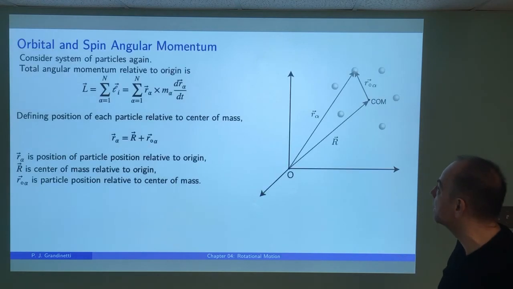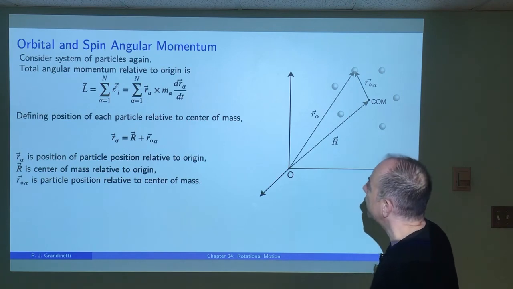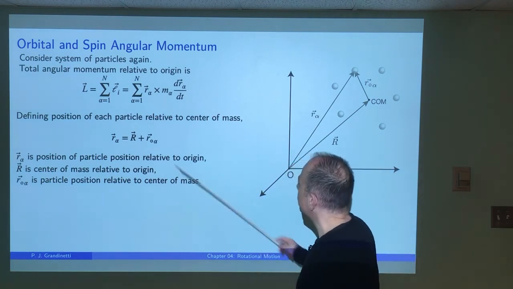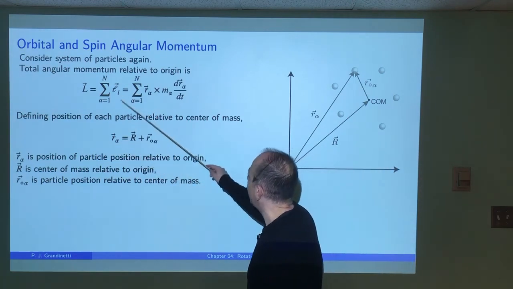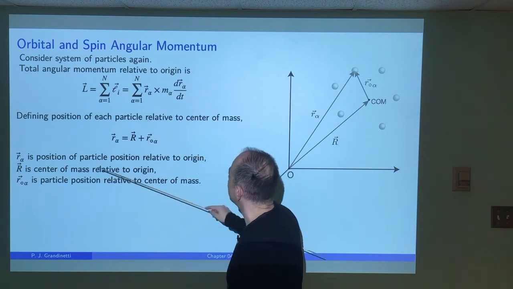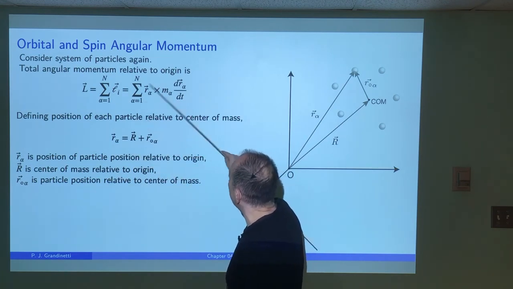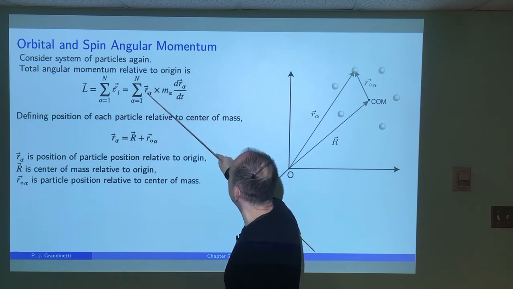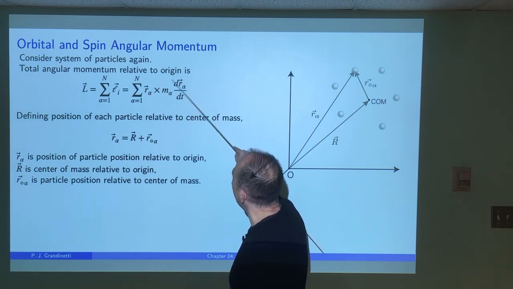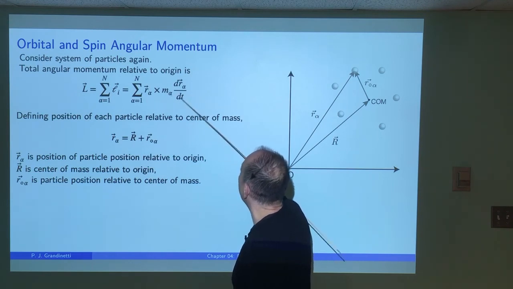Okay, let's continue with this exploration of angular momentum and look at a way we can divide up the angular momentum in the system of particles. In our system of particles, we have the total angular momentum, and I'm going to write it as the vector sum of all the individual angular momenta, the sum of the cross product of the position vector with the momentum. I'm going to break the momentum up into the mass times the velocity vector.